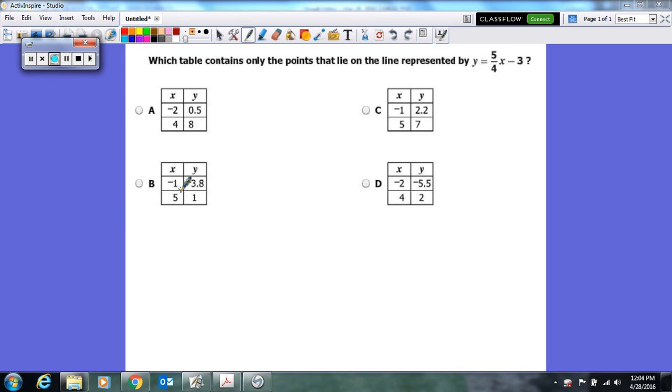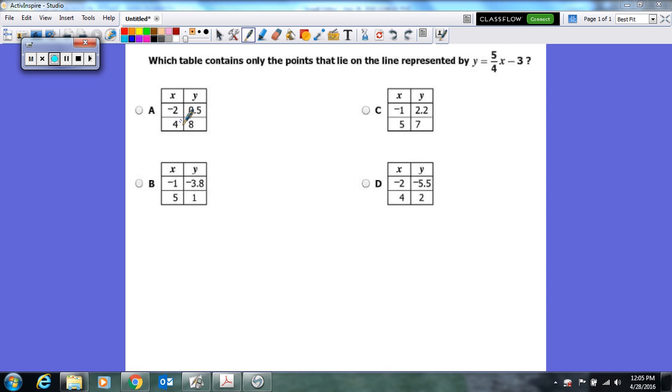Question 48 on the 2014 grade 7 SOL test asks us which table, one of these answers right here, contains only the points that lie on the line represented by y equals 5/4 x minus 3. So what we need to do is take each of these two points, the -2, 0.5 and the 4, 8, and plug these values into where x and y are and see if they are true when we plug them in. And if they are true, then we know this table represents the points that lie on that line. If not, we'll try one of the other tables.